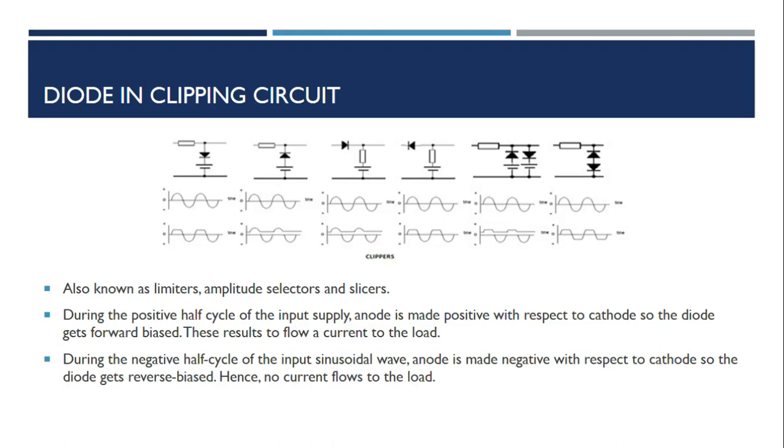Next is the diode in a clipping circuit. This is an example circuit of the diode and also its symbol. The clipping circuit is also known as a limiter, amplitude selector, or slicer. During the positive half cycle of the input supply, the anode is made positive with respect to the cathode, so the diode gets forward biased. This results in a current flowing to the load. During the negative half cycle of the input sinusoidal wave, the anode is made negative with respect to the cathode, so the diode gets reverse biased. Hence, no current flows to the load.